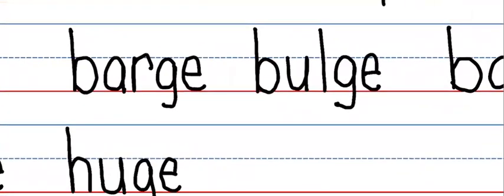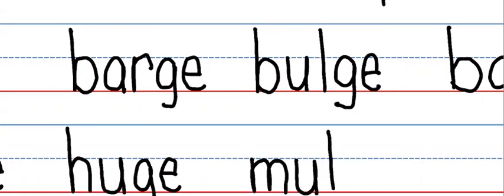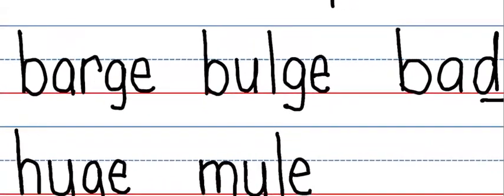We have a couple more bonus words. The word is mule. Say the word mule. We did this last week. U, and I'm going to use the letter U to say U, mule, and then a silent E to make the U say U. Mule.